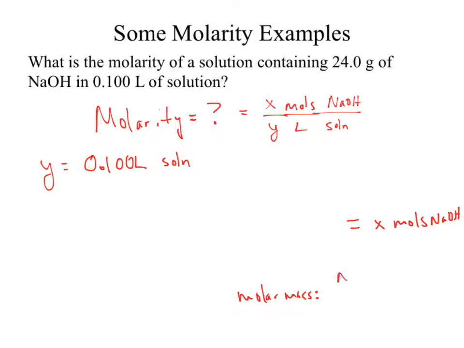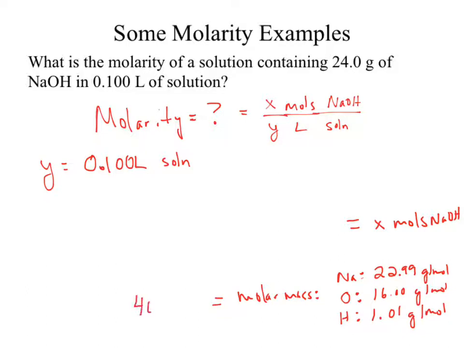So sodium is 22.99. Stupid sig figs, but okay. 22.99 grams per mole. Oxygen 16.00. Hydrogen. And I would love to say that I picked a species that came out to a perfect round number, but I did not intentionally do that. What do we end up with? Officially 40.0 grams per mole.